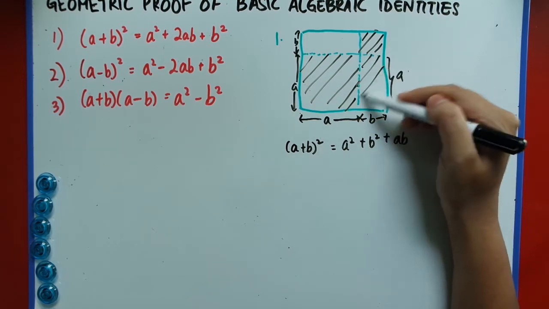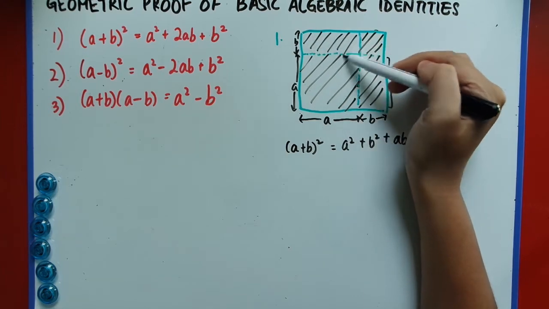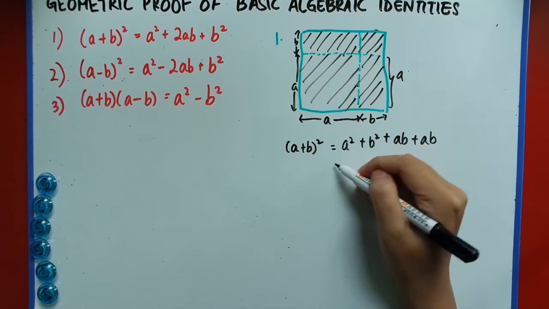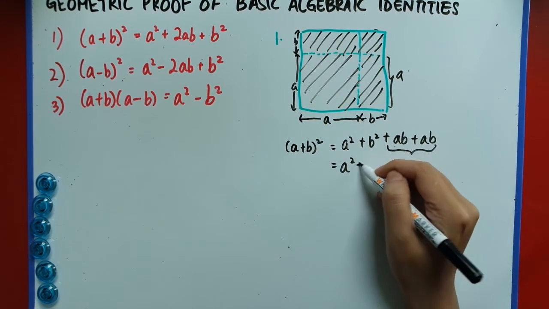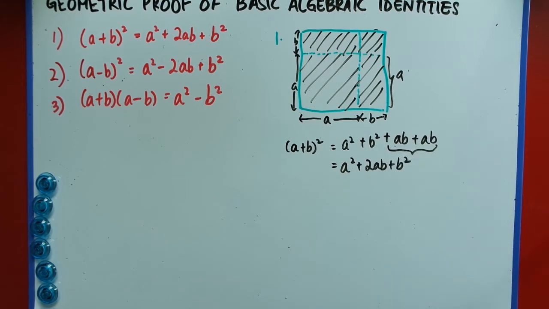So I'm done with this. So this side and this side is the exact same. So this is also A times B. Now all I have to do is just add it up. This is 2AB. So that's it. Easy peasy, right? So this is how it looks when I do a geometric proof.